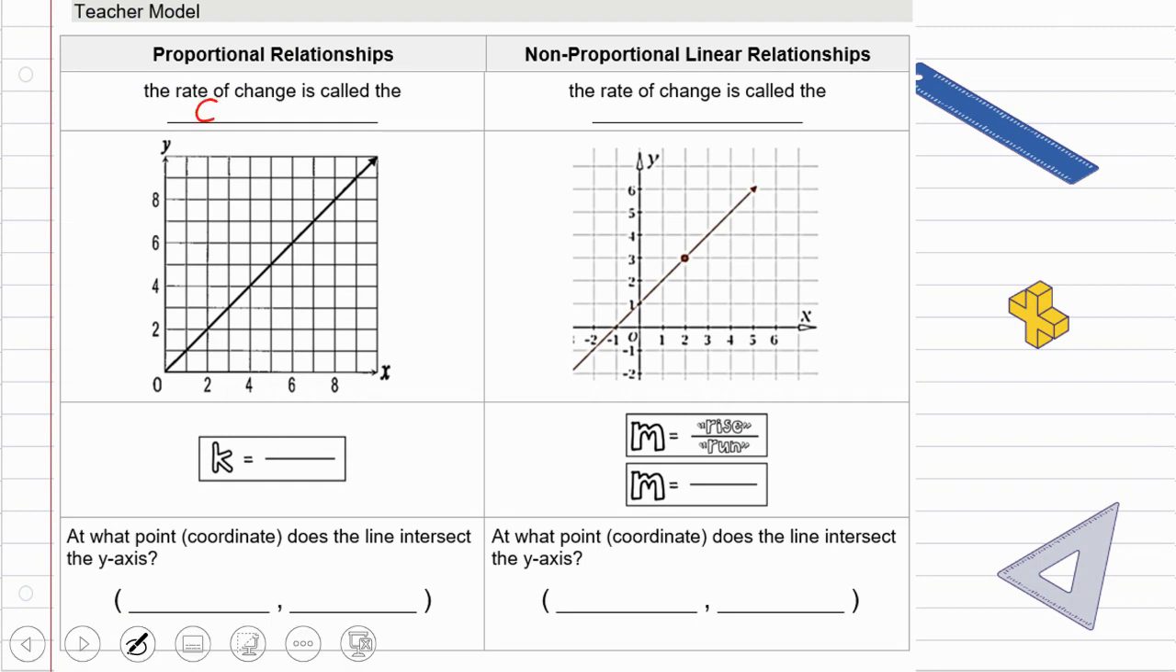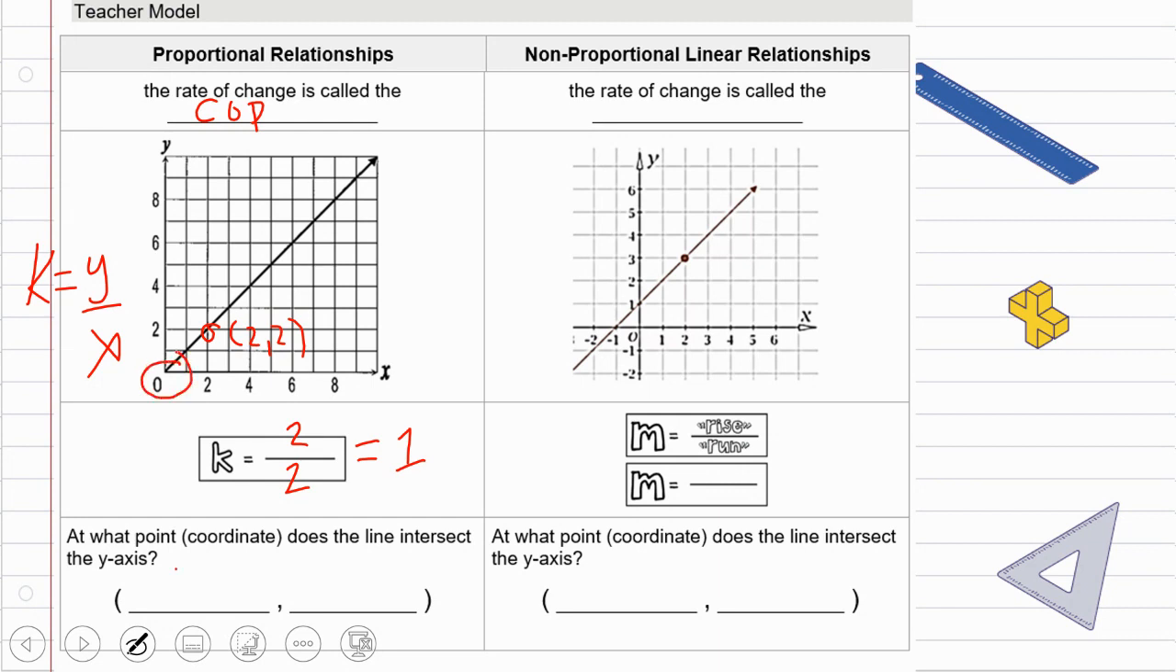Now, we know how to find K. We find K by using the formula K equals Y over X. I can pick any friendly point I want. Let's go ahead and pick 2, 2. When I pick that point, I'm going to get 2 over 2, which is Y over X, which is going to simplify to 1.